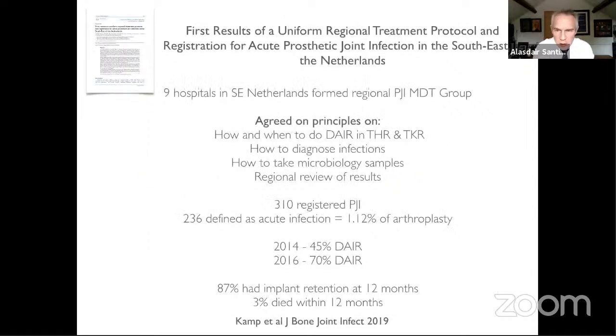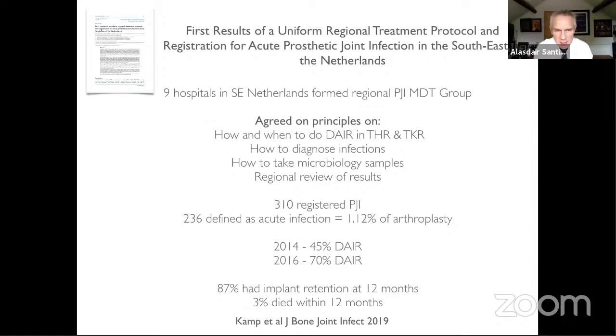And finally, we here in Cheshire and Mersey have worked together, and nationally there's going to be regionalisation of all revision knee replacement. And people have questioned whether it works. Well, this is a paper from the Netherlands a couple of years ago when they did what we've done and what's going to be done in the UK up and down the country, agreeing with having regional MDTs for infections.